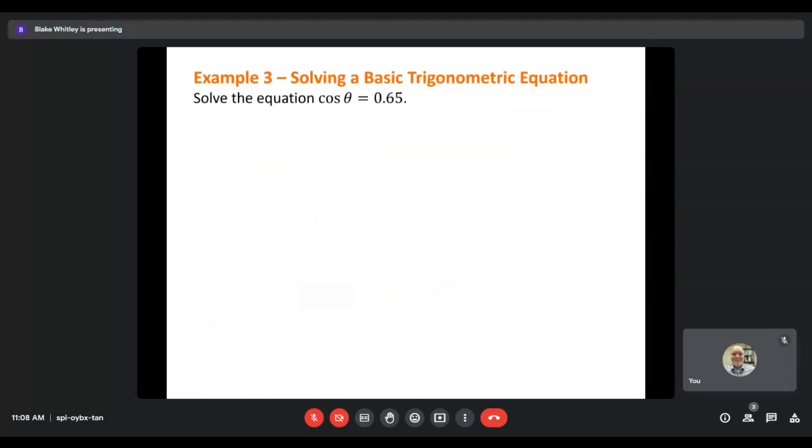All right, now the next one here, we've got cosine theta equals 0.65. Now, 0.65, not one of our special values that we're familiar with. So in this case, we are going to have to use a calculator. So I'm still going to just take the inverse cosine of both sides. And I want to make sure my calculator is in radian mode. But if we do our inverse cosine of 0.65, that should give us 0.86.